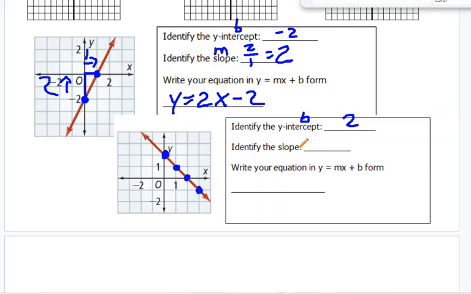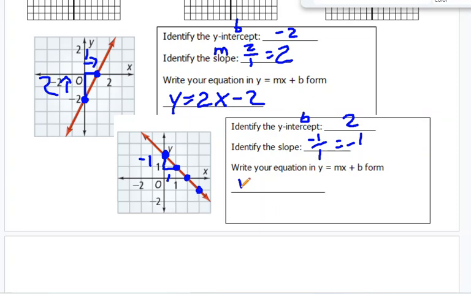So now we got to find our rise over run to find our slope. How many down and over do I have to go from this point to this point? Well, I have to go down 1. So that would be -1. I went down. And I had to go over 1. So that'd be 1. So my slope is -1 over 1. Well, -1 over 1 just means -1.